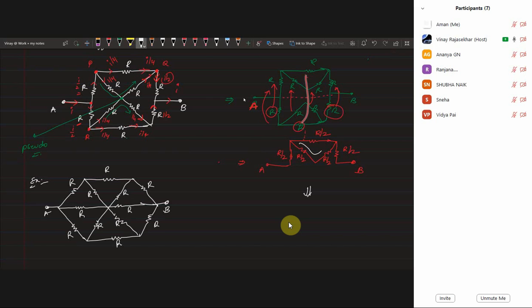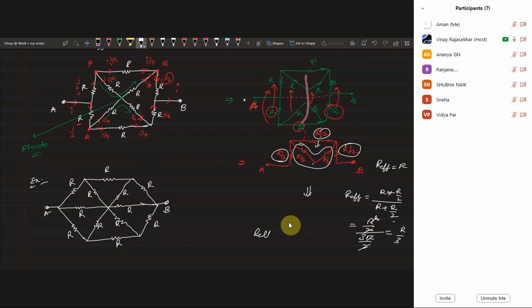These two are in series or in parallel? Series. Then R effective is equal to R. Then this and this, these two are in parallel. Then R effective can be taken as R into R by 2 divided by R plus R by 2. That can be taken as R square by 2 divided by 3R by 2. Cancel R and 2 and 2, R and R. That is R by 3. Now R by 3, R by 2, R by 2 are in series. Calculate the effective resistance and tell me what is the answer.